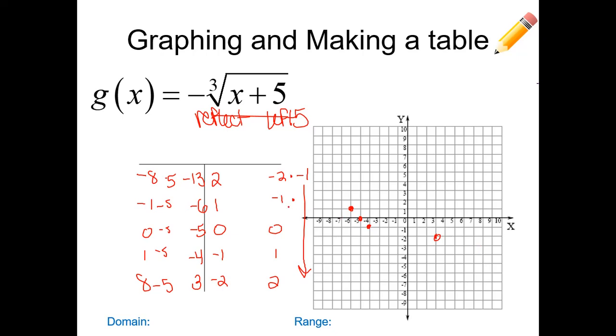So it's going to do something like this. Notice this is flipped because of the reflection. It's changing the graph around. And then again, my domain and range, because it's a cube root graph, is negative infinity to infinity, which makes it super awesome for my graph.